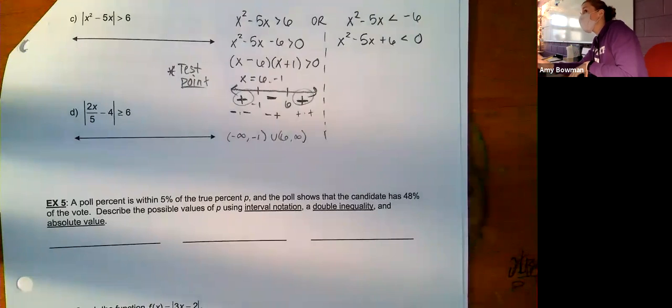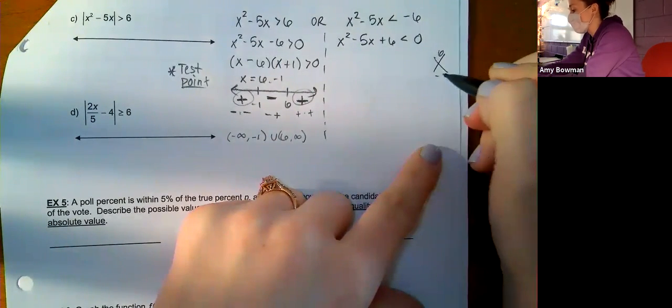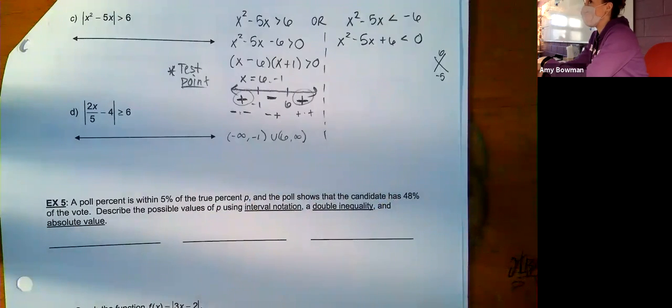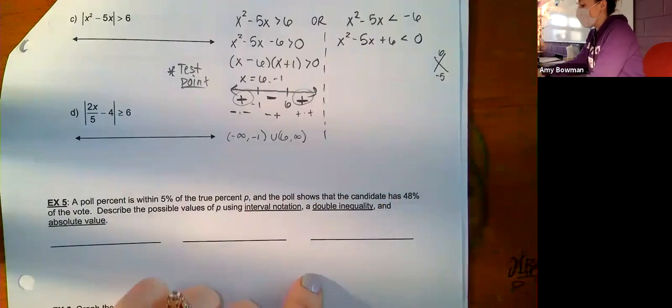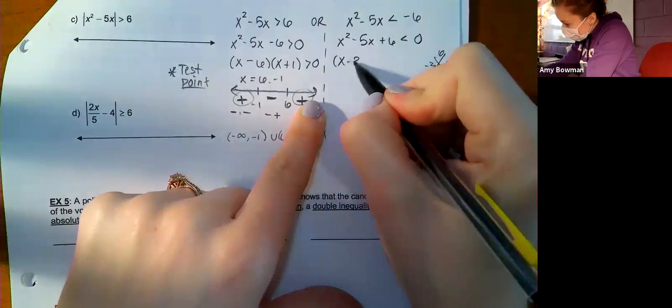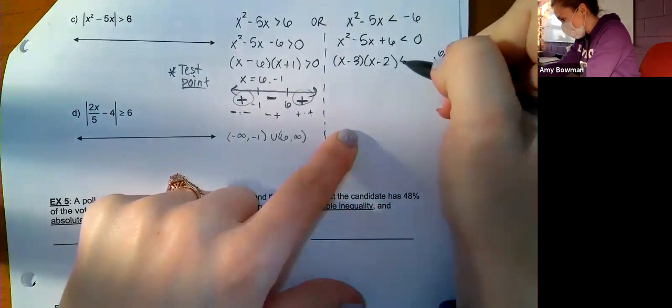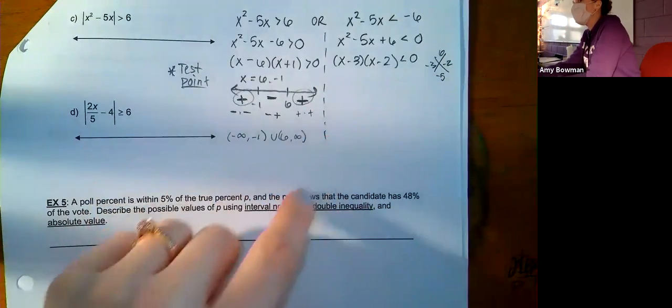All right, now while it looks very similar, we still have a 5 and 6 in there. It's not going to factor in the exact same way. So in this one, we're looking for 2 numbers that multiply to +6 and add to -5. So not 6 and 1 like the other one. We've got -3 and -2, which add to -5 but have a product of +6. So (x minus 3)(x minus 2) less than 0. Now what?